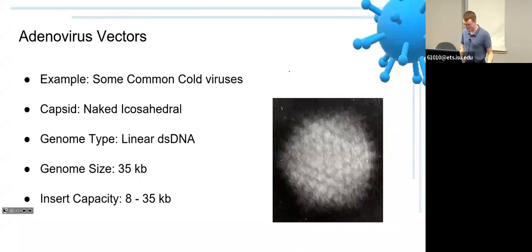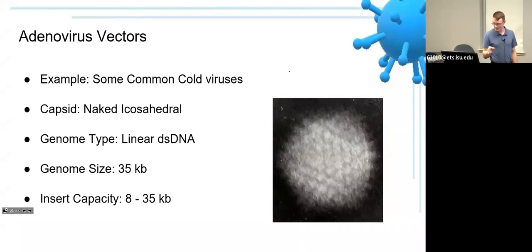It's got linear double-stranded DNA. Its genome size is about 35 kb, which is relatively big. And the insert capacity is about 8 to 35 kilobases. That's the size of the gene you can put in this thing as a vector, which is the biggest of them all. That's one of the advantages of using an adenovirus vector, is this thing's flipping huge.